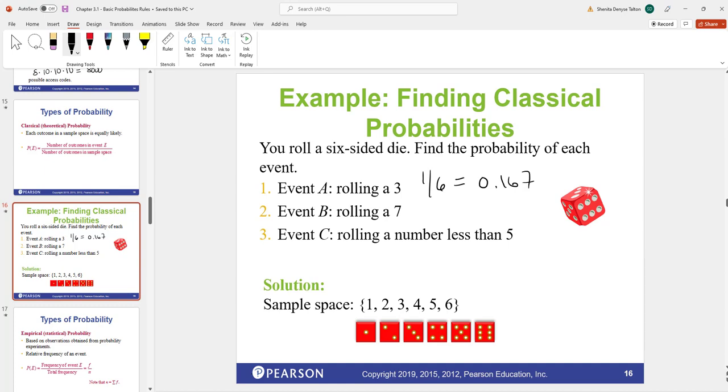What's the probability that you roll a 7? Well, as you can see, there's no 7 in my sample space. So you cannot roll a 7 when you have only 6 sides. So this is 0. The next one says rolling a number less than 5. Less than 5 will be 4, 3, 2, 1. It says less than 5, so we cannot include 5 here. So this would be 4 out of 6, or 0.667.